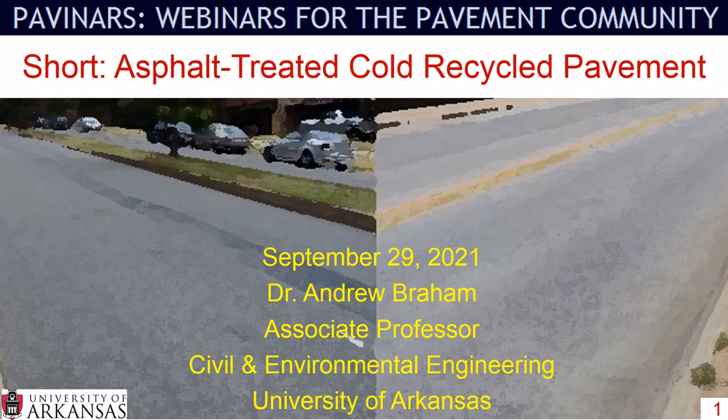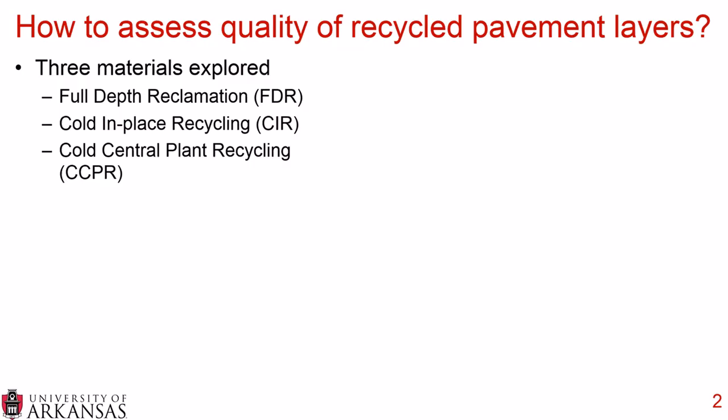Today we're briefly going to cover asphalt treated cold recycled pavement as discussed in NCHRP report 960. The main question behind this research project was how to assess quality of recycled pavement layers. In order to address this question, they explored three materials: full depth reclamation, or FDR, cold in place recycling, or CIR, and cold central plant recycling, or CCPR.